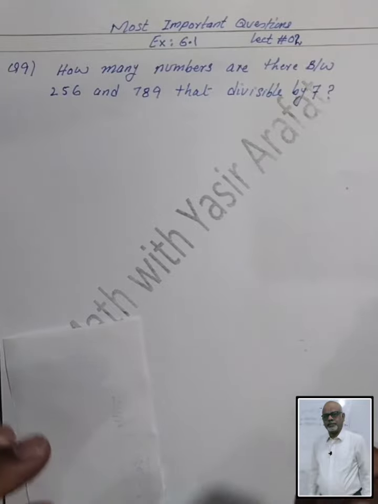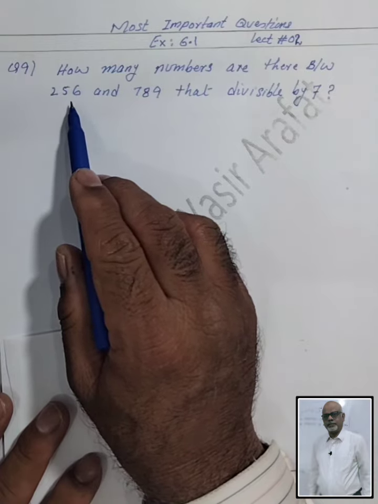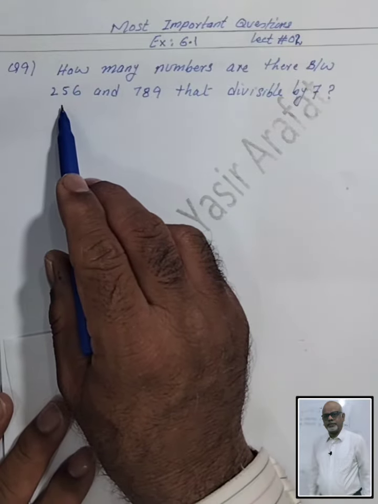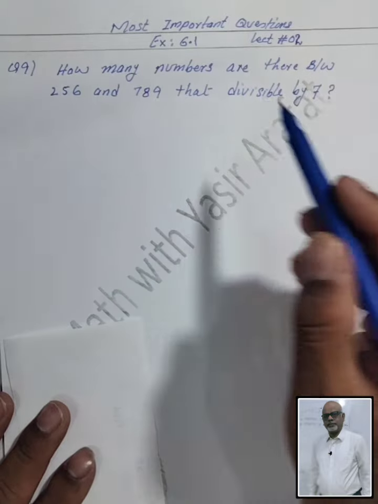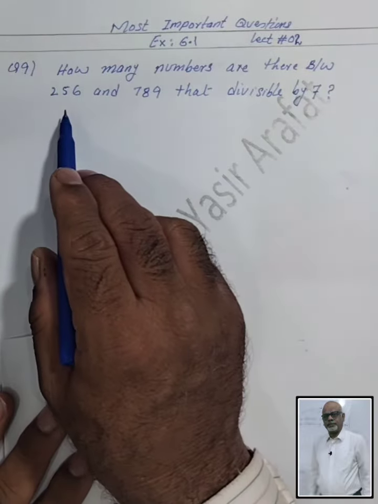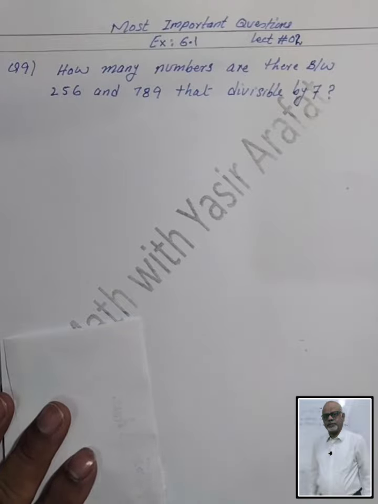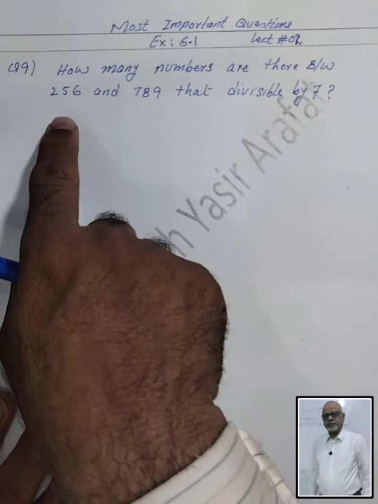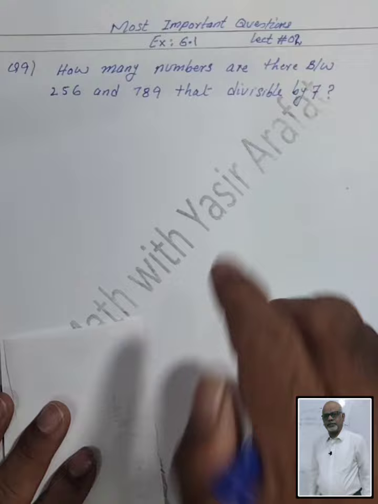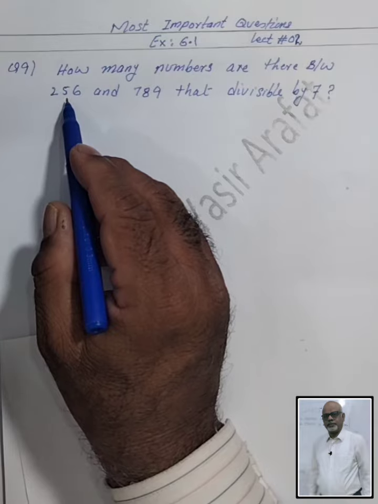So here the interval is given, 256 to 789. How many numbers are there between 256 to 789 which are exactly divisible by 7? This is the question. So first we have to make its arithmetic progression. First we have to find out the first two numbers which are divisible by 7 and the last number which is divisible by 7.